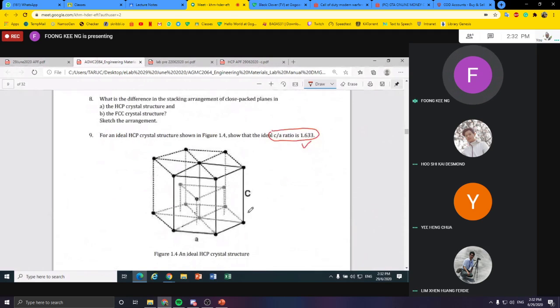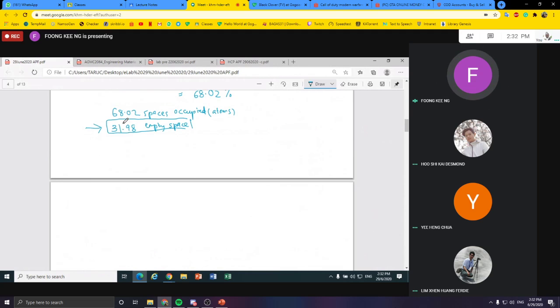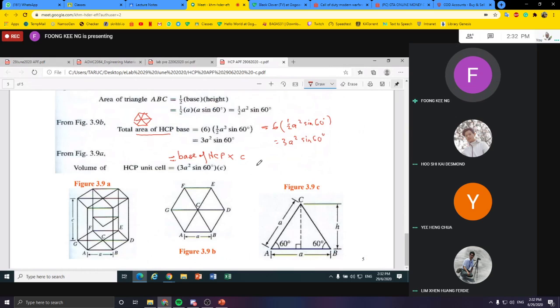This is the same C. Is it the same C? Same. All right. This is the A, the same A, the length of the side of the triangle, which makes up 6 of it, the base of the hexagon. So if you find this, then you can prove the value. You can find the ratio, how much it is.